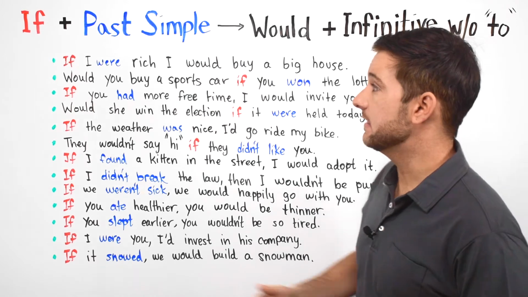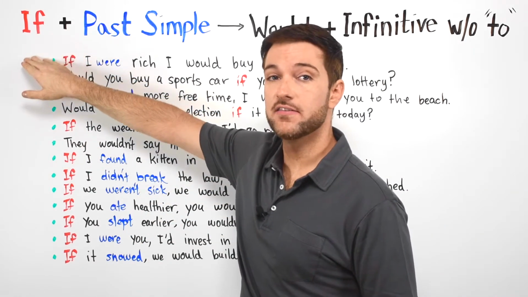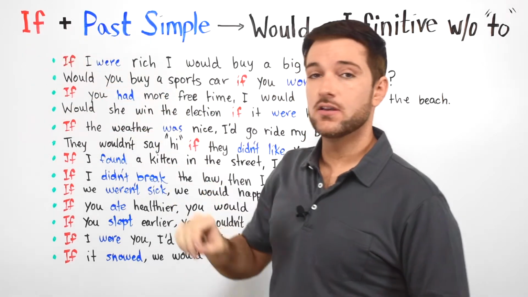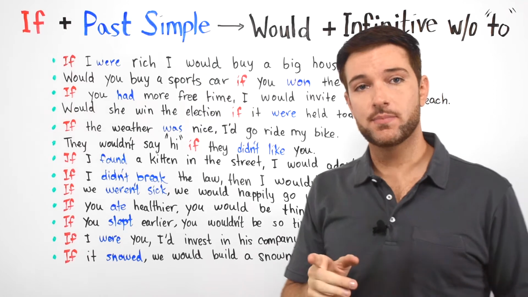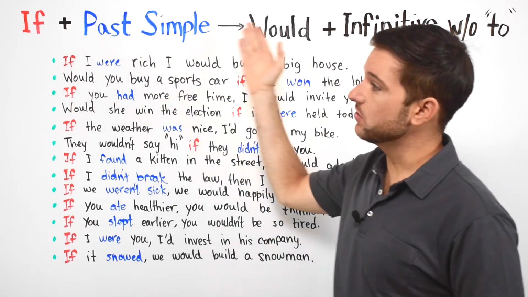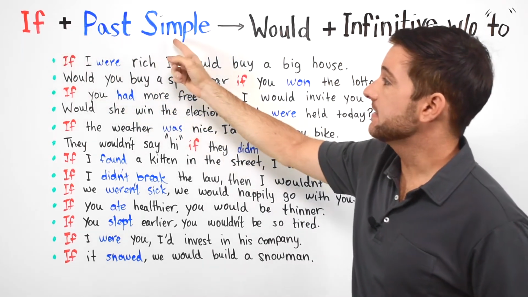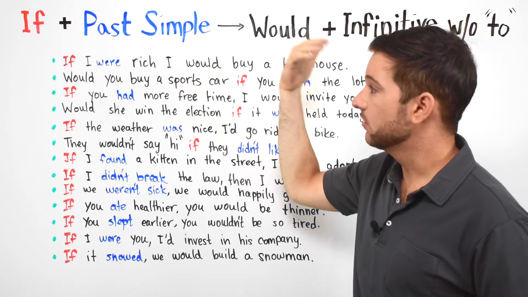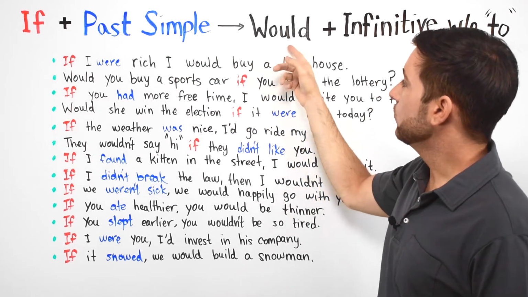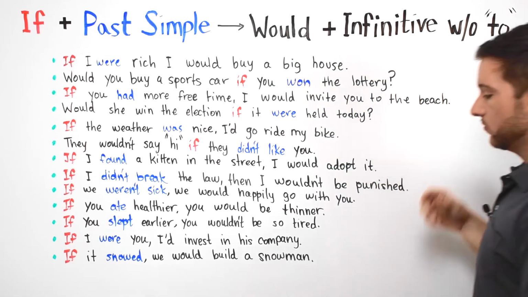All right, it looks like this. If, so you always start off with if, because remember, these conditionals are also called if clauses. So this conditional is an if clause. We start with if, and then you have the past simple, like in the other types we've learned too. And then you have the word would, and then you have the infinitive without the word to.